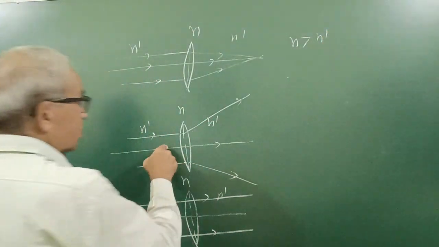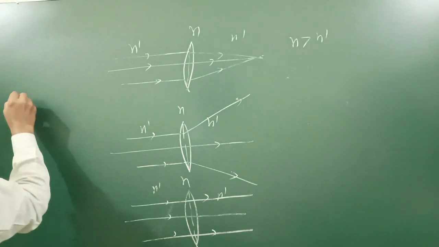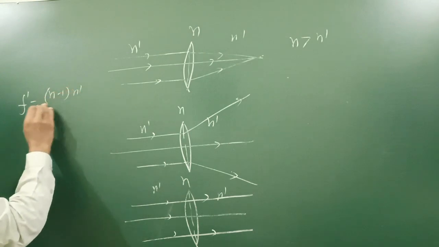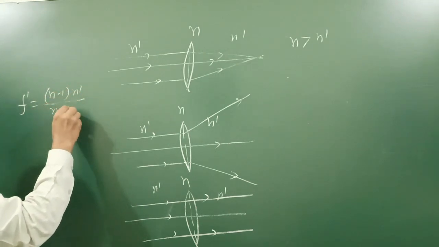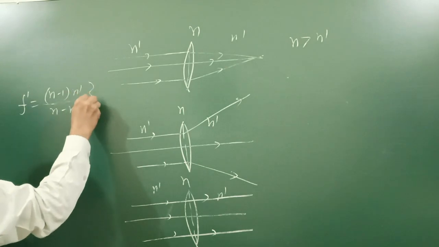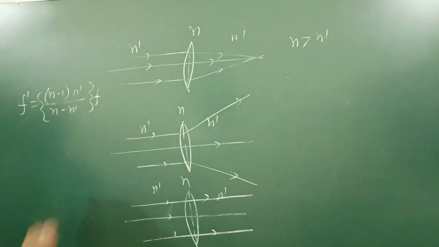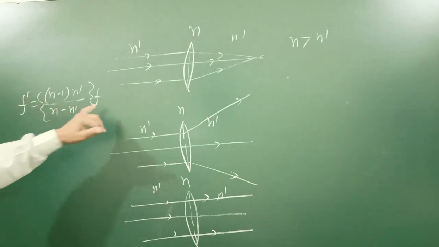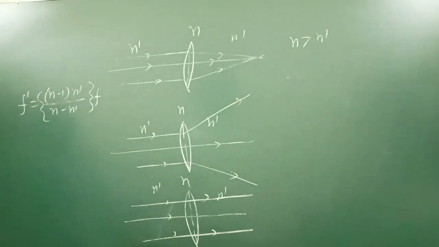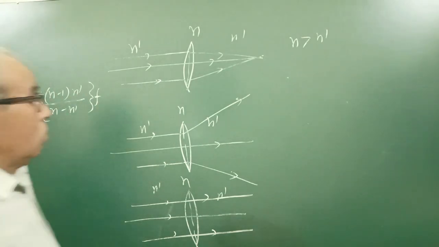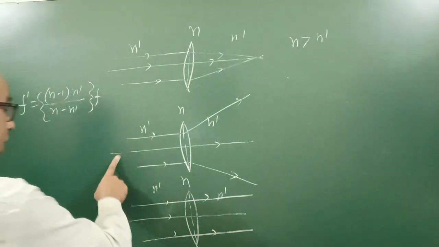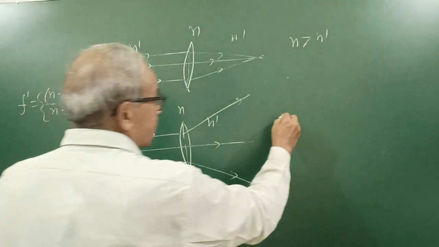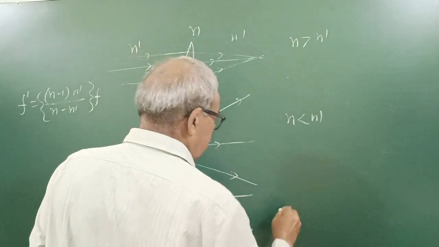Here the nature has changed. But according to this formula, f dash equals (n minus 1) into n dash upon (n minus n dash) into f. If n dash is less than n, f dash is positive; if negative, then negative. Here the nature has changed, the converging lens becomes diverging. So n is less than n dash. And here n equals n dash.